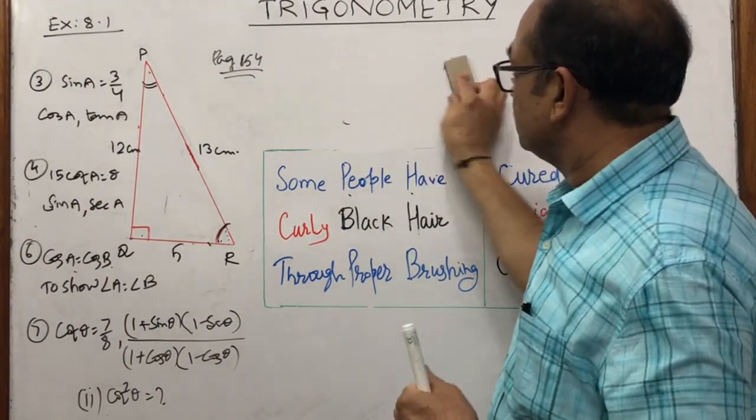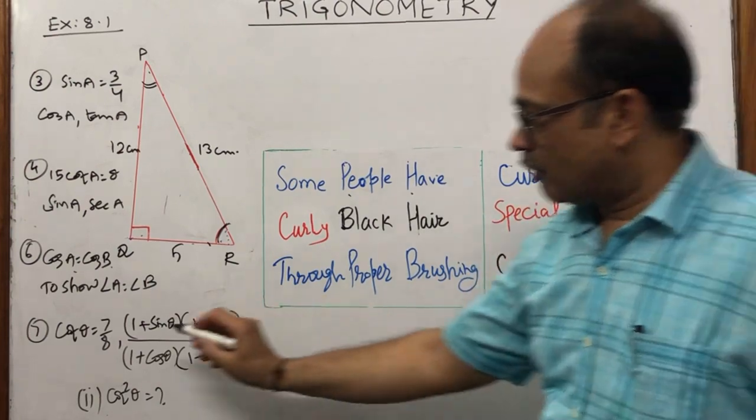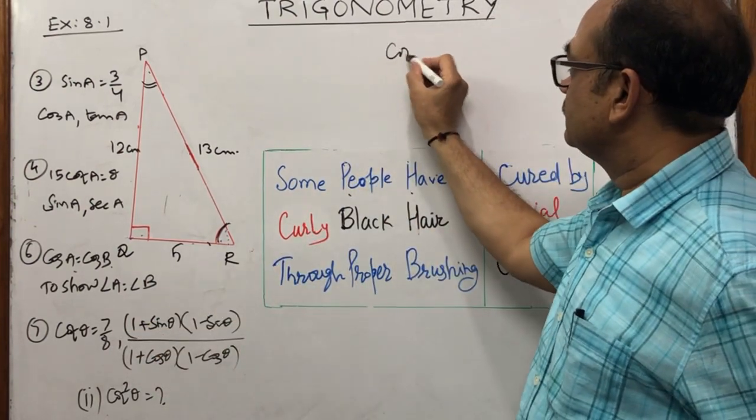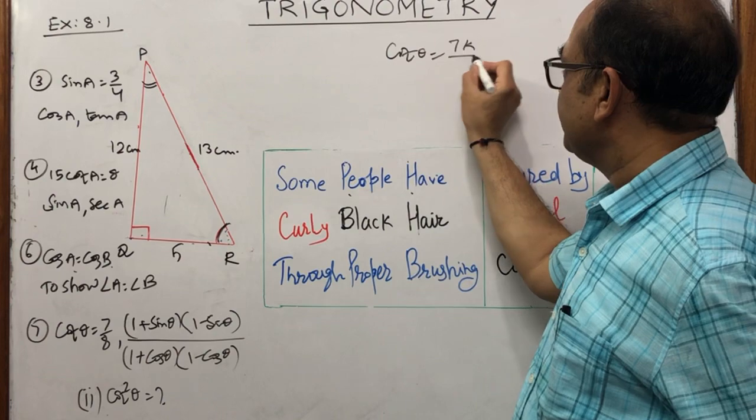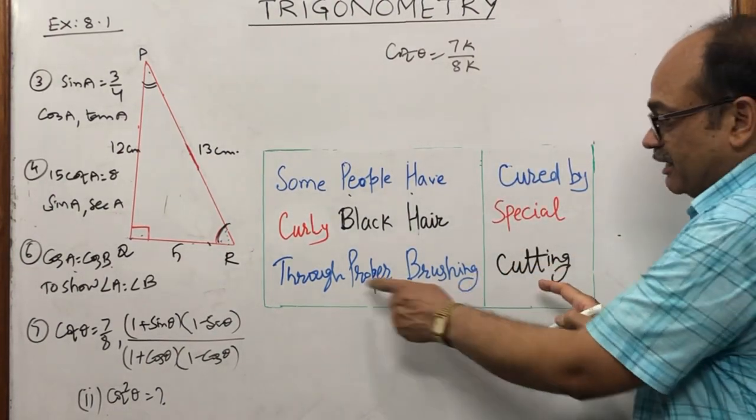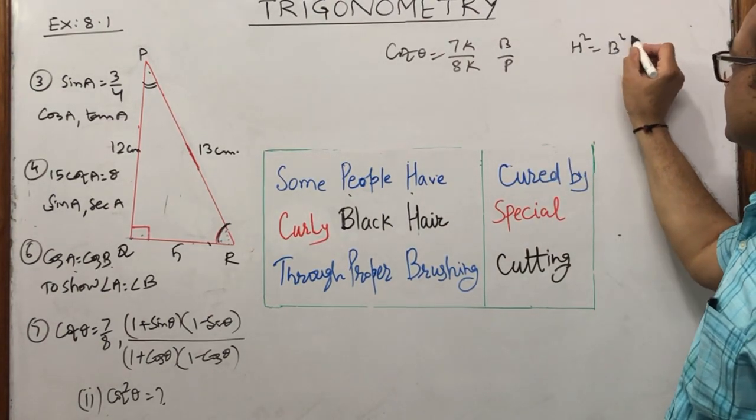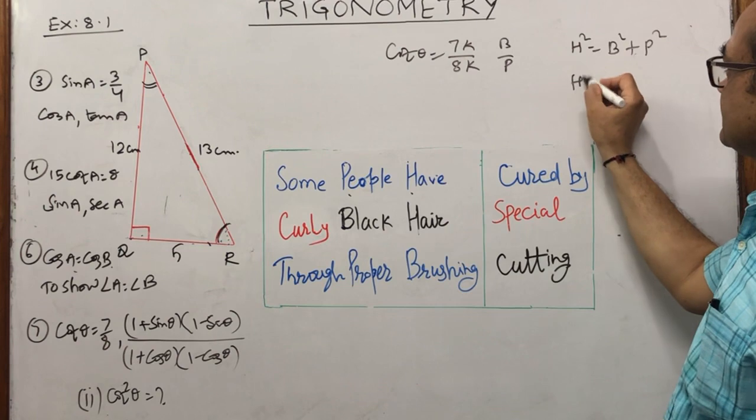Now sum number 7. Cot theta is 7 by 8. It means 7k by 8k. What is the meaning of cot? B by P. This is B, this is P. We have to calculate hypotenuse. And hypotenuse, how do we calculate?